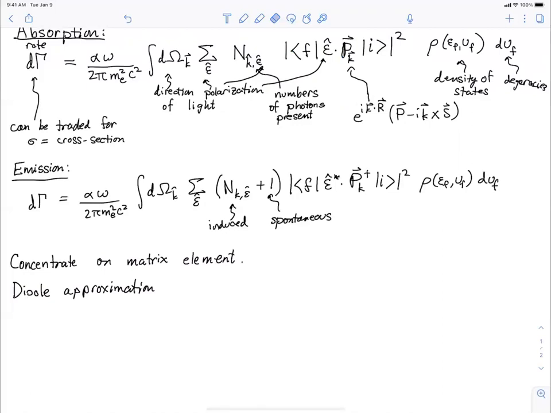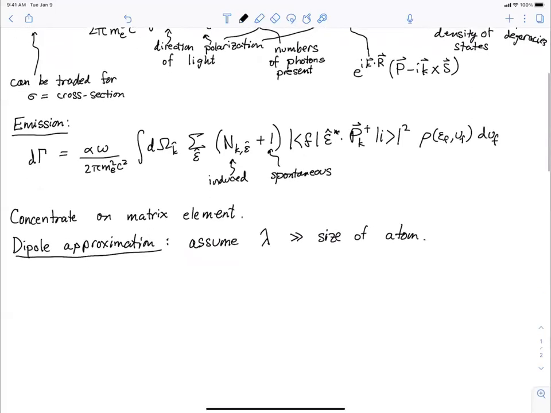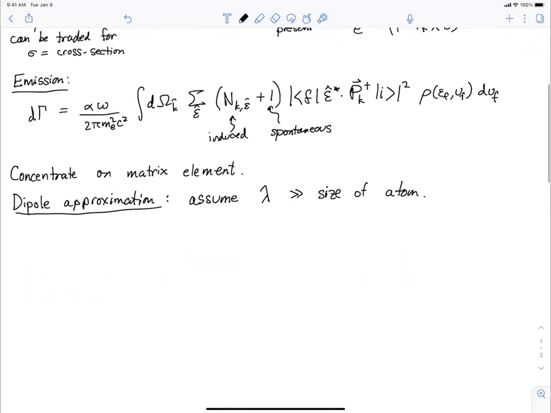Okay, and the dipole approximation is where you assume that the wavelength of the light that you're emitting or absorbing is much, much larger than the size of whatever electronic system you're talking about. I'm going to say atom. Okay, so before using that, let's see why this might be a good approximation.